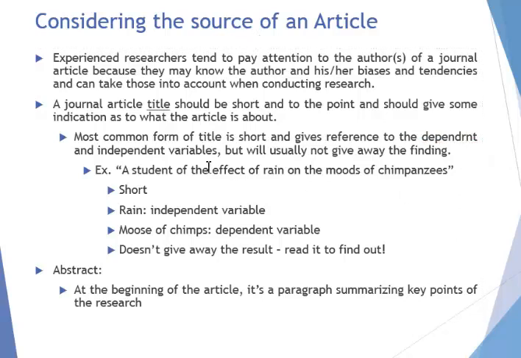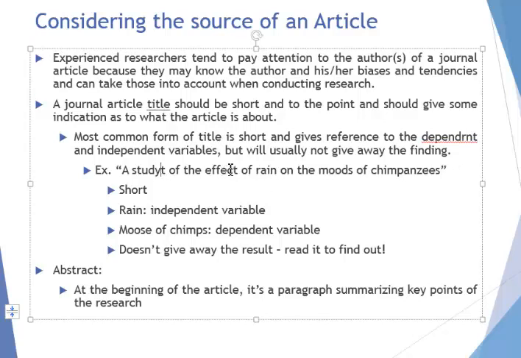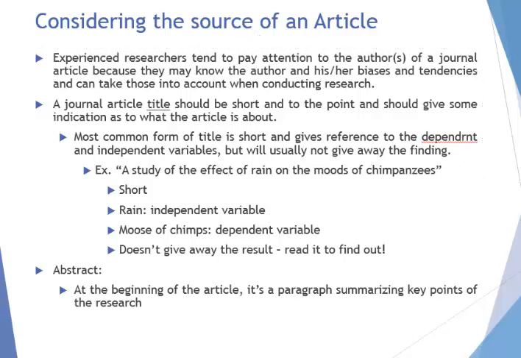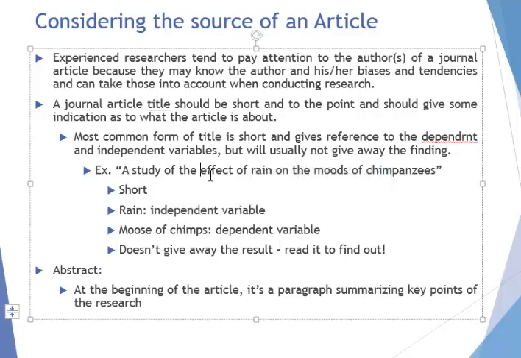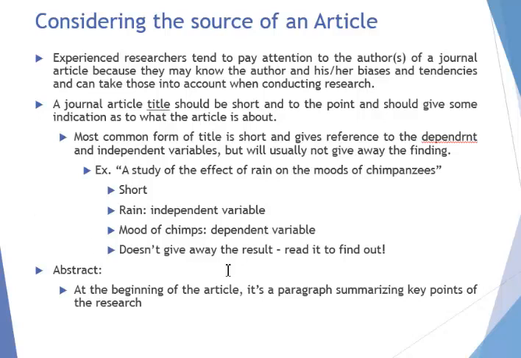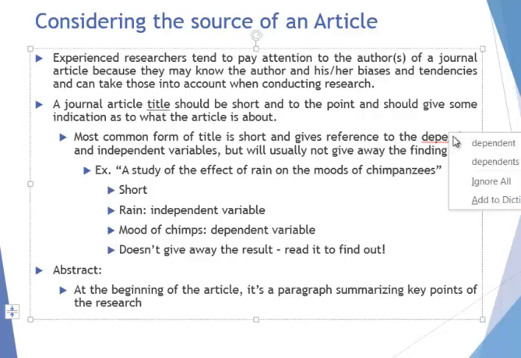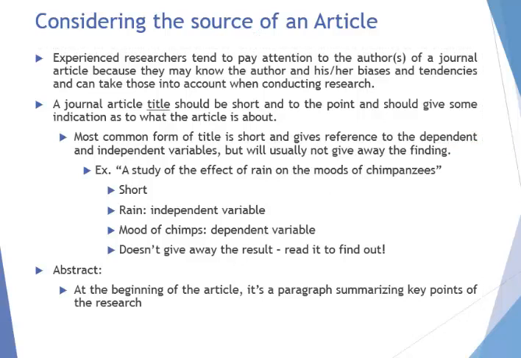So for example, a study of the effect of rain on the moods of chimpanzees. It's short. It tells you what the thing being studied is, in other words, the independent variable, which is the effect of rain. The mood of chimps is the dependent variable, the effect that is being tested, and it doesn't give away the result. It doesn't say, rain decreases the mood, or rain makes chimpanzees upset, or something like that. That would give it away. Titles could do that, theoretically. There's no inherent reason why they wouldn't, but generally speaking, they don't.